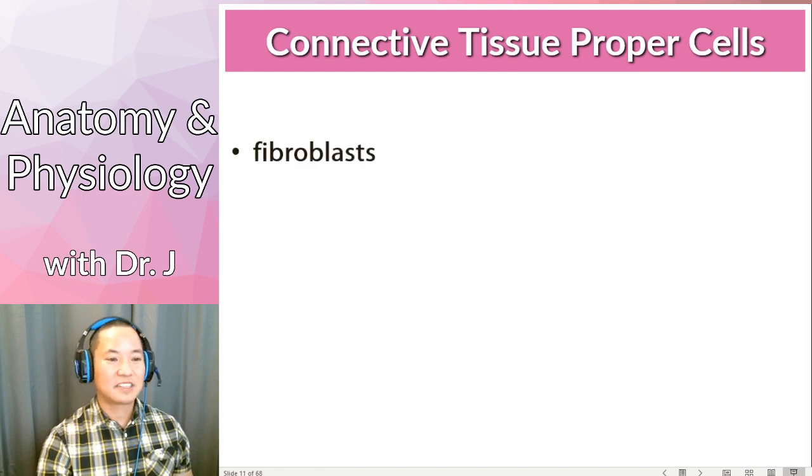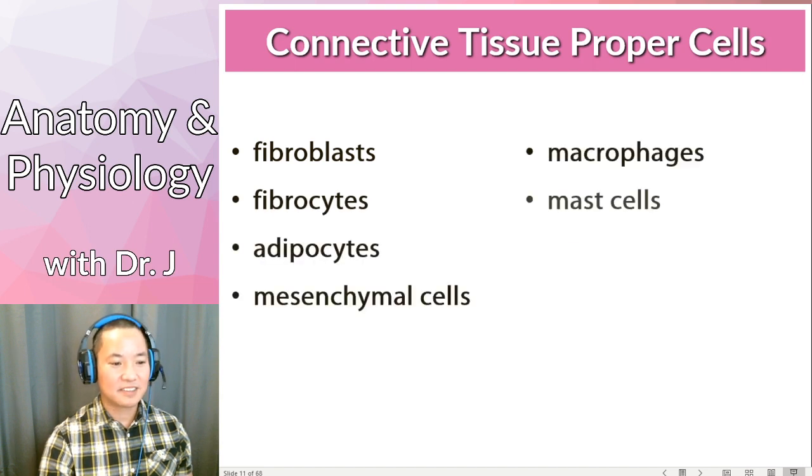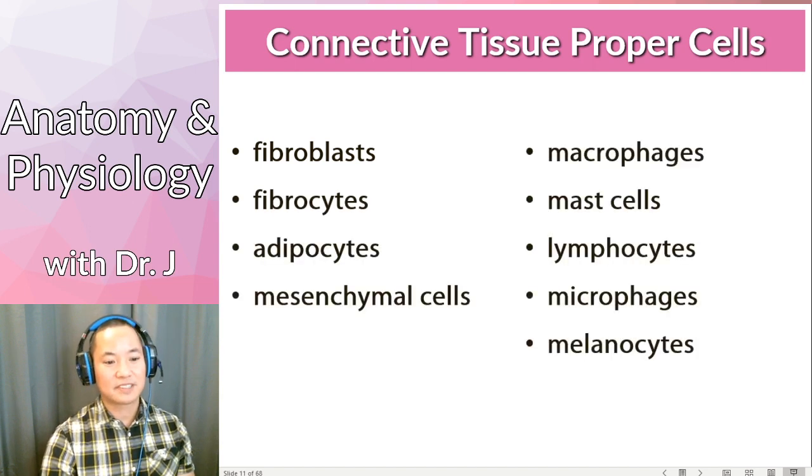But the thing about connective tissues is that they can contain specialized cells, meaning that the cells I'm going to talk about all have their specialized functions. They don't do all the functions of every other cell in these categories. So fibroblasts, fibrocytes, adipocytes, all of these are connective tissue proper cells.